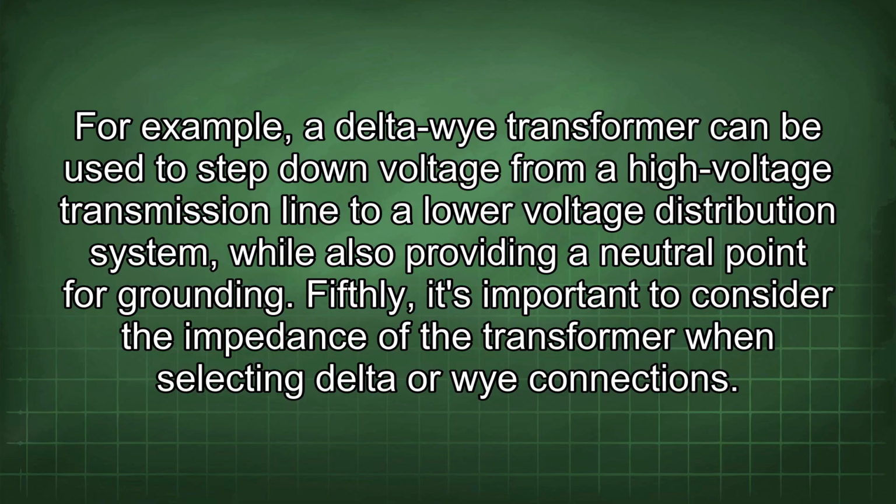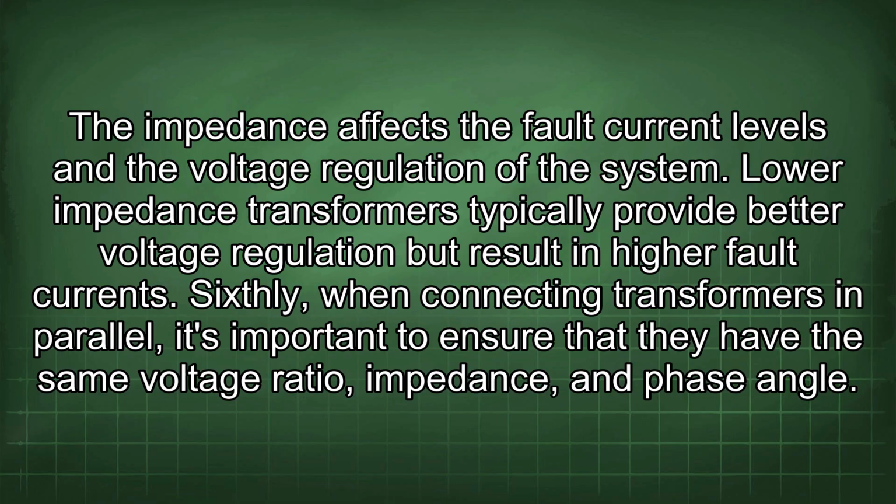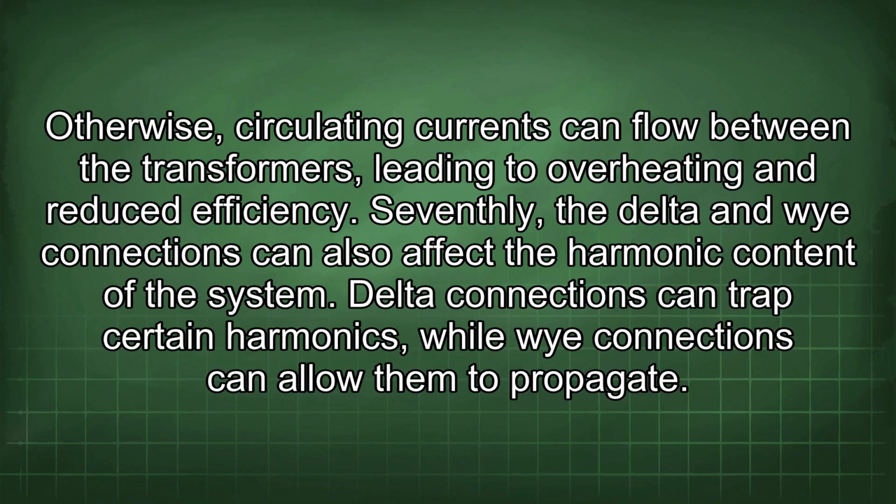Fifthly, it's important to consider the impedance of the transformer when selecting delta or Y connections. The impedance affects the fault current levels and the voltage regulation of the system. Lower impedance transformers typically provide better voltage regulation, but result in higher fault currents. Sixthly, when connecting transformers in parallel, it's important to ensure that they have the same voltage ratio, impedance, and phase angle. Otherwise, circulating currents could flow between the transformers, leading to overheating and reduced efficiency.